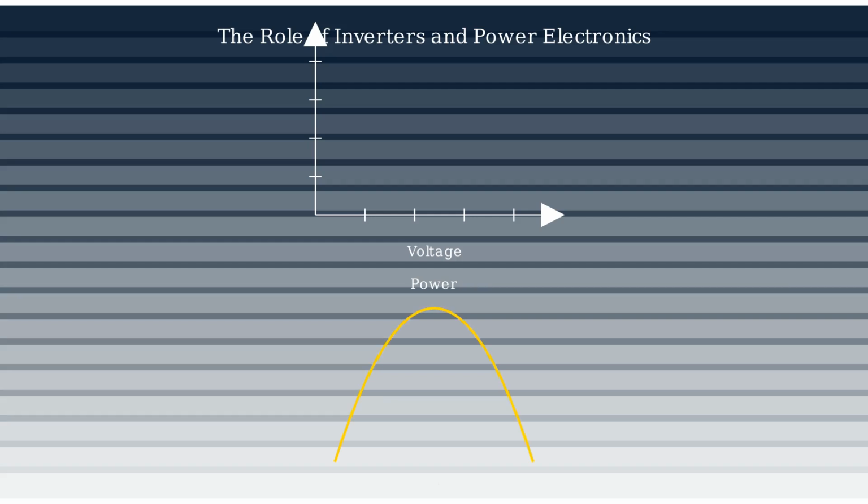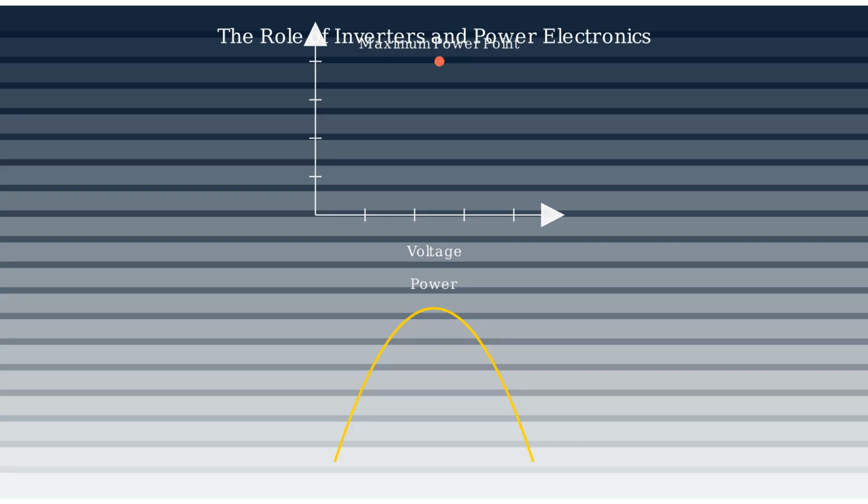Solar panels have a voltage power curve where maximum power output occurs at a specific operating point. As sunlight conditions change throughout the day, this optimal point shifts. MPPT technology continuously adjusts electrical parameters to ensure the system always operates at the maximum power point, significantly increasing energy harvest.